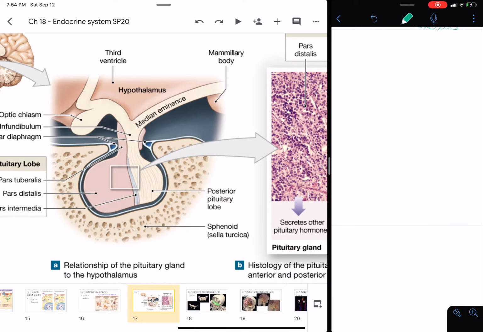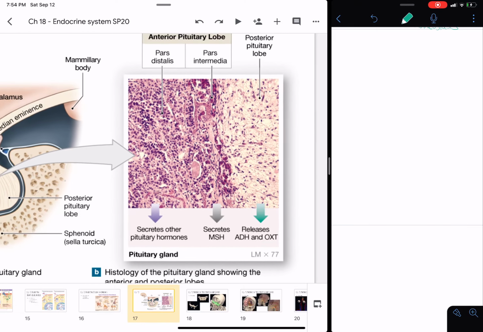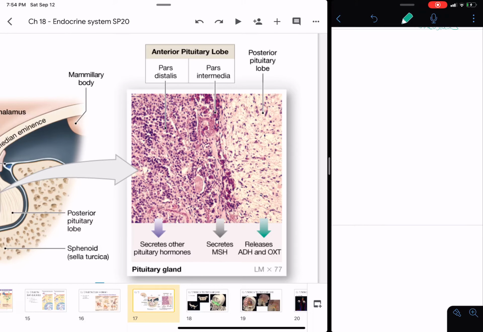If we zoom in on the differences in the texture of these two tissues, we can see that the right side, which is the posterior pituitary, looks very different from the anterior pituitary. That should tell you a little bit about function as well, right? The right side is made up of a bunch of neuronal tissue, versus the left side, which is made up of its own types of cells.